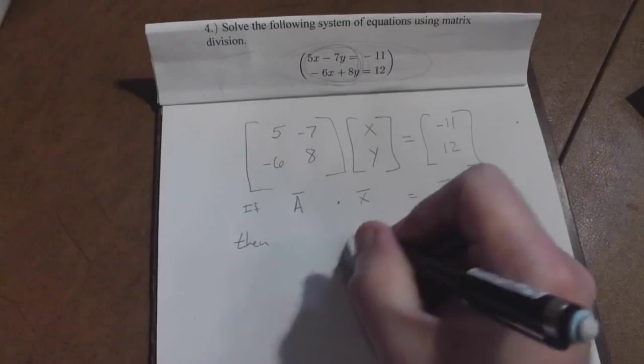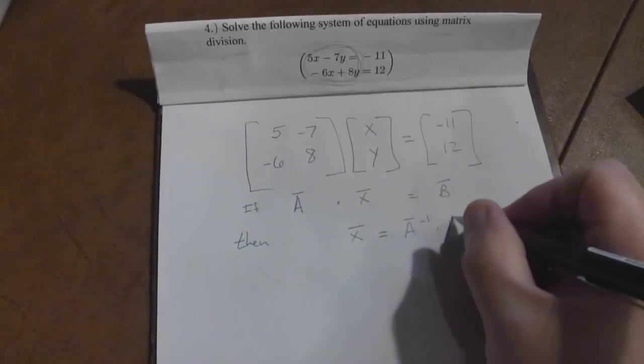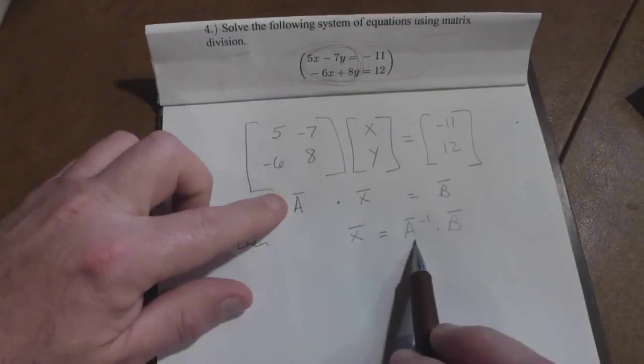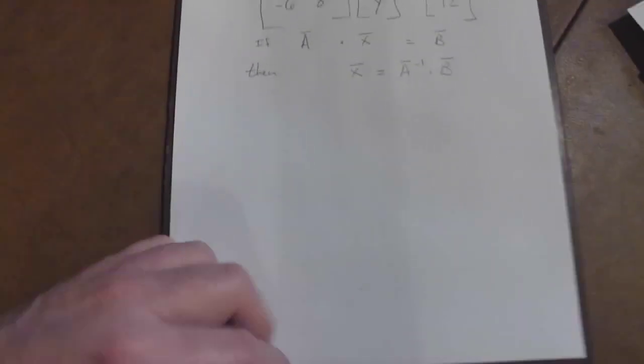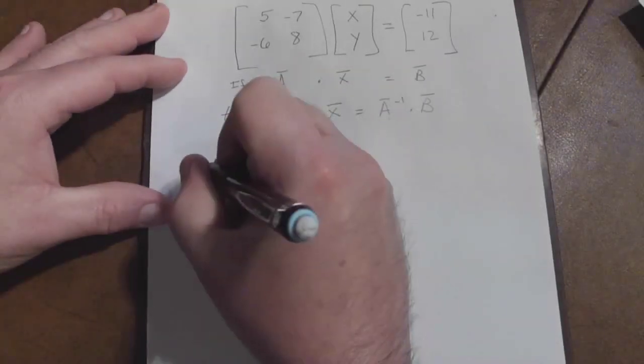Then what has to be true is my variable matrix has to equal A inverse times matrix B. And what I'm going to need to do is find matrix A inverse, right? What we might note, we can go through that process. We've done this before, right? We've done this a couple of times before.